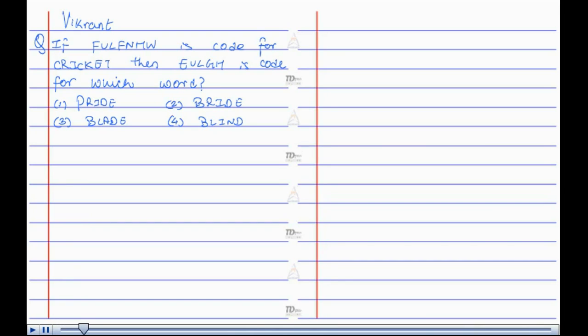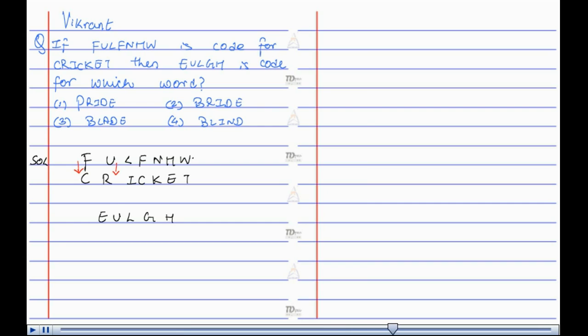Hello, I am Vikrant. The question is, if FULFNHW is the code for cricket, then EULGH is the code for which word? The solution is, if you look at the word FULFNHW, it is the code for the word cricket, that is CRICKET. And look at the arrangement of the word. In every case, the letter is 3 letters behind. That is, C is 3 letters behind F, R is 3 letters behind U, and similar is the arrangement for all the words.